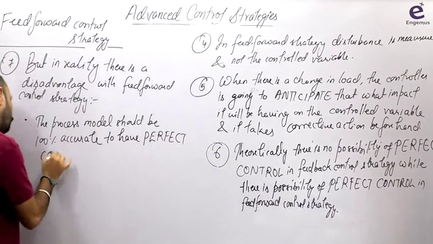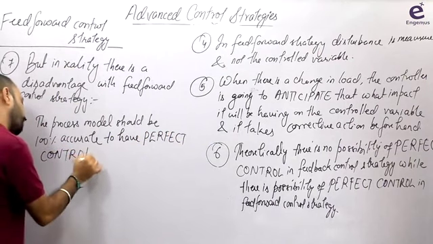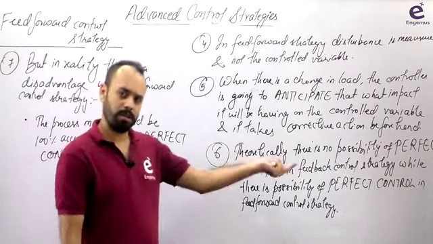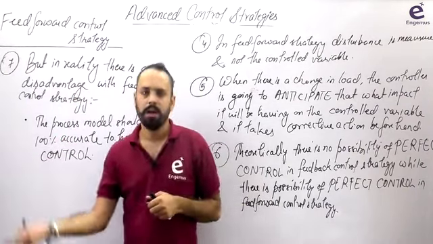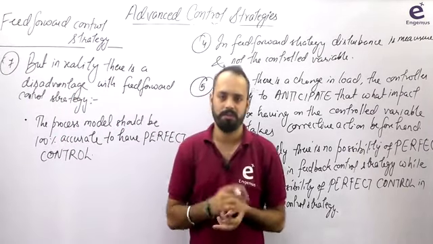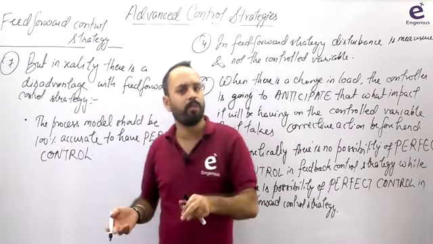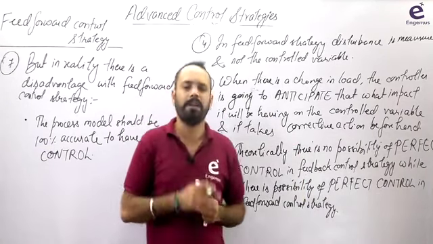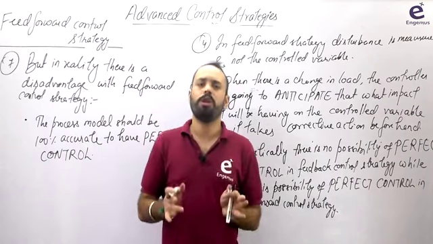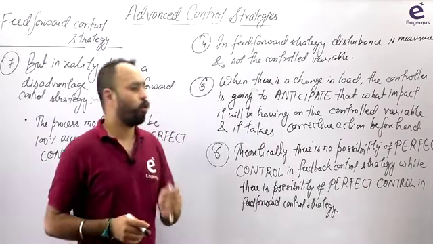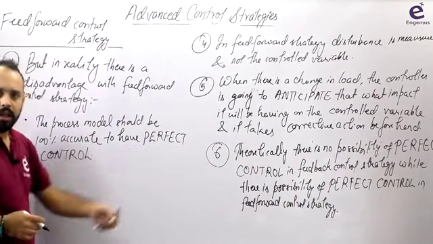ठीक है. अगर आप 100% accurate मॉडल नहीं बनाओगे, मॉडल मतलब क्या होता है? मॉडल मीन्स हाउ द डिस्टर्बेंस इज अफेक्टिंग द प्रोसेस, हाउ द मैनिपुलेटेड वेरिएबल इज अफेक्टिंग द प्रोसेस. ये वही मॉडल है भाई जो पहले कर रहे थे. हाउ डिस्टर्बेंस इज अफेक्टिंग द प्रोसेस, वन मॉडल. हाउ मैनिपुलेटेड वेरिएबल इज अफेक्टिंग द प्रोसेस, सेकंड मॉडल. दीज टू मॉडल शुड बी 100% accurate.